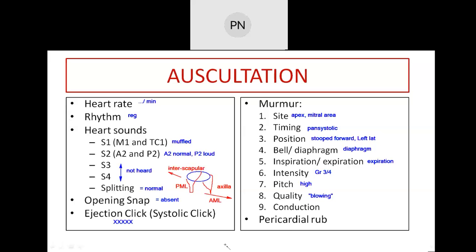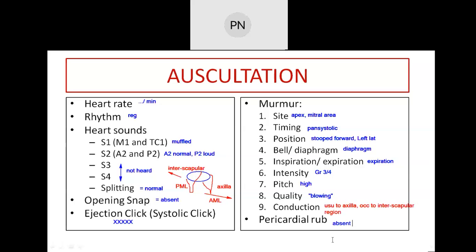Now, it is a statistical finding that most commonly the anterior mitral leaflet is damaged. So conduction occurs usually to axilla, occasionally to interscapular region. Because there is no question of pericarditis in this patient, pericardial rub is absent. So is this clear to everyone?